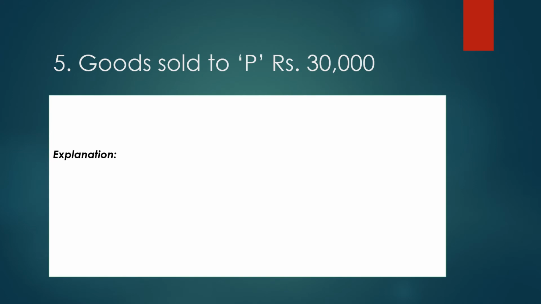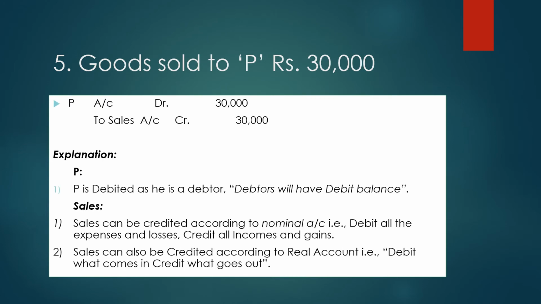This is the fifth transaction we are going to see now. That is goods sold to P 30,000. This is a credit transaction. See, let us see this. P account debit 30,000 to sales account credit 30,000. Here you may raise a query again. We are debiting P. Why not cash? And to sales account credit 30,000, and that's clear.